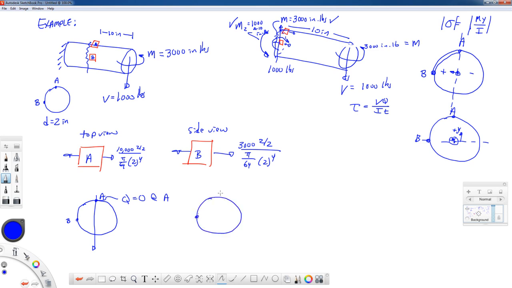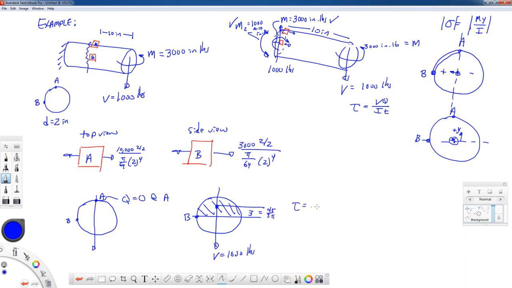Let's look at point B with that same force. So we shade in from our point of interest to the top of the cross-section. And now our Q area is not 0. The Q is y bar times the area. I will give this to you on a test, but the y bar for a semicircle is 4r over 3 pi.